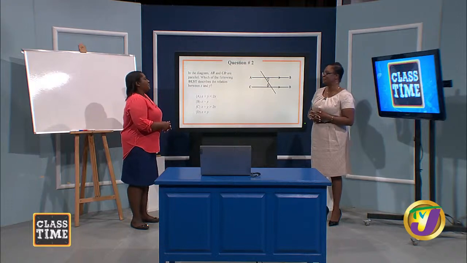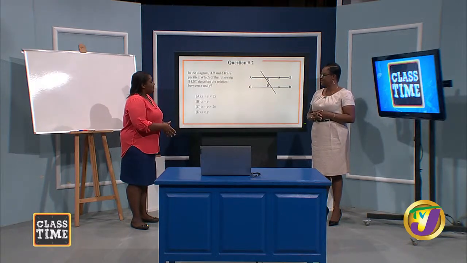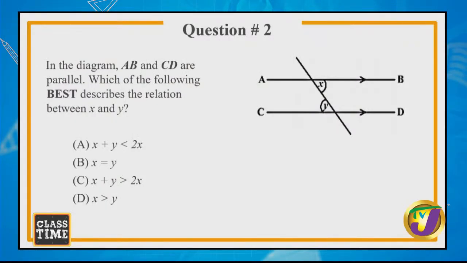Question 2. This time, looking at the question, I'm not required to do a diagram. It is given. I can fit my information on the diagram if needs be. So let's read the question carefully. In the diagram, AB and CD are parallel. Which of the following best describes the relation between X and Y?